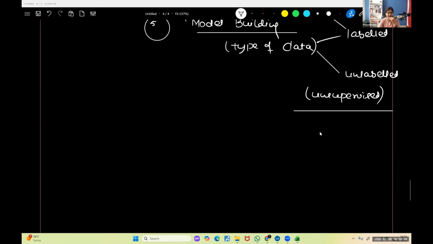How many models do we have? I never counted, but you can imagine at least 10 to 12. Depending upon what kind of problem we are solving, we can apply that specific variety of algorithm.